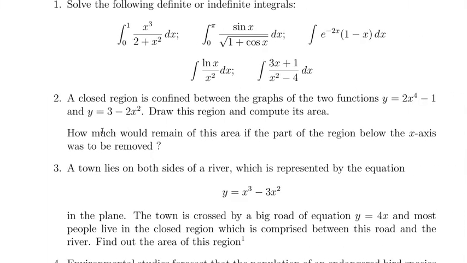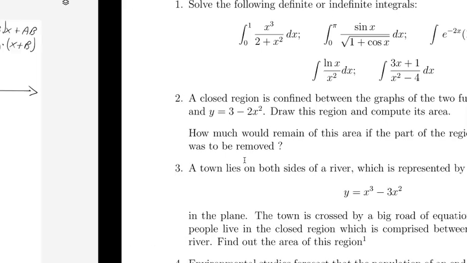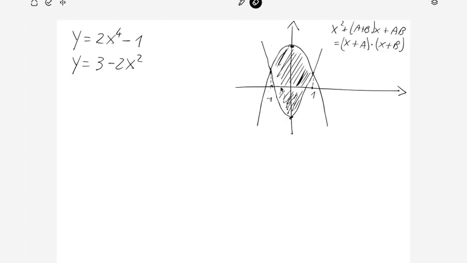Okay, in the second part of the exercise, how much would remain of this area if the part of the region below the x-axis was to be removed? So, if we remove this part, well, the question is, what is this region?